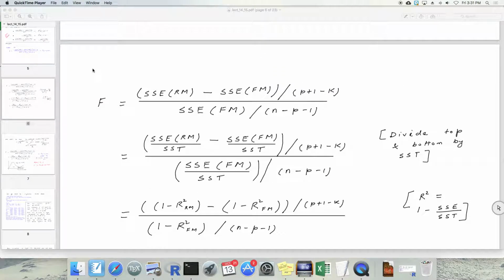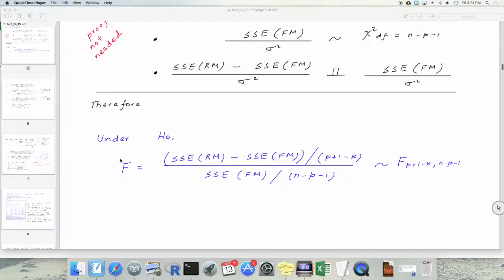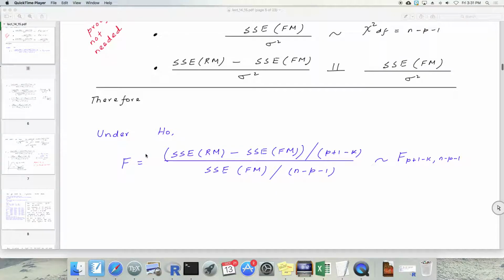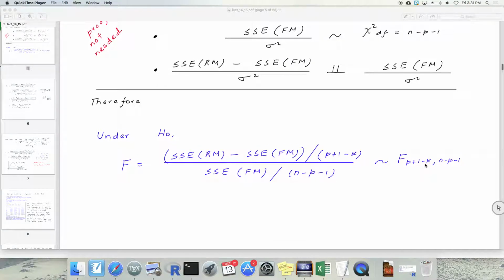Alright, so in today's class, this F statistic we have follows an F distribution with parameters p plus 1 minus k and n minus p minus 1. So that's the general theory, the general theory to test between a reduced model and a full model. H0 is the reduced model, HA is the full model. If you want to see if the reduced model is true or not, you do the following F test. So that's the general theory.